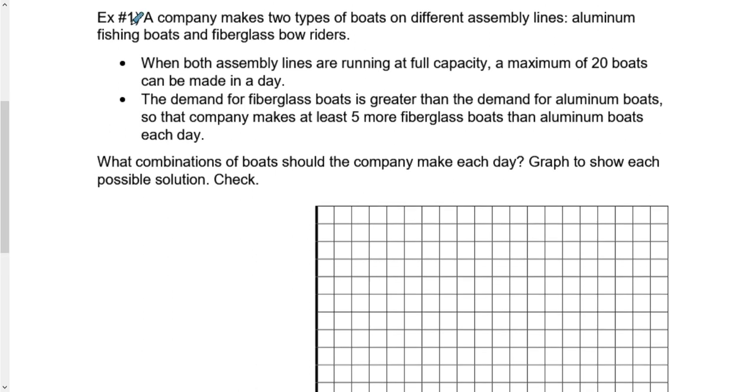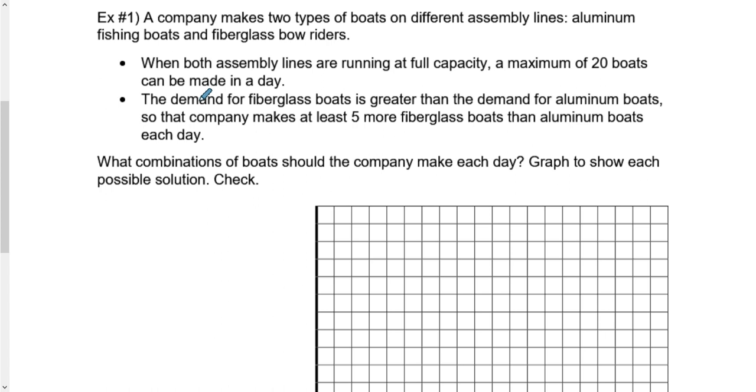So the first example: a company makes two types of boats on different assembly lines. There are aluminum fishing boats and fiberglass boat riders. When both assembly lines are running at full capacity, a maximum of 20 boats can be made in a day. So when they're fully running, you can have 20 boats made at a maximum.